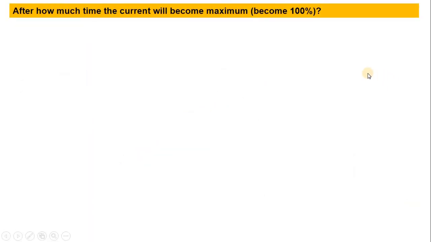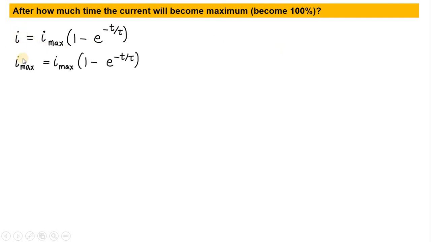Finally, let us try to answer this question, that if the current is behaving like that, then how much time should it take to become maximum, or to reach 100% of the maximum value. So write down the formula first of all. Current growth formula is this. We want the current I to become equal to the maximum current. So we write down like this: I max is equal to I max times (1 minus e power minus t by tau).